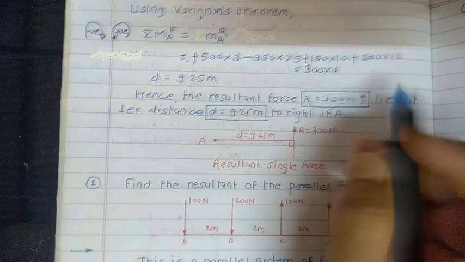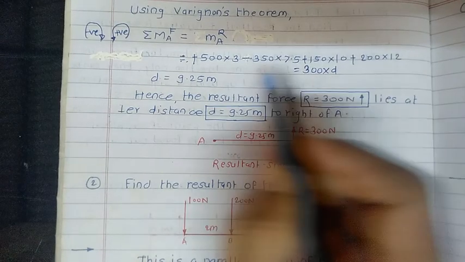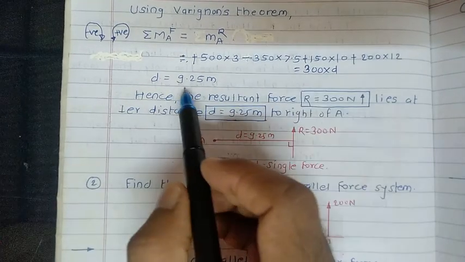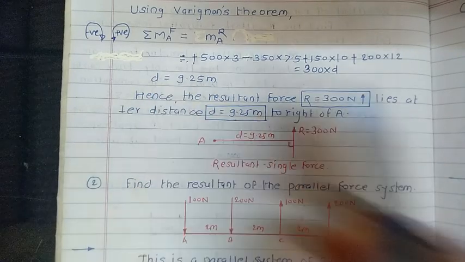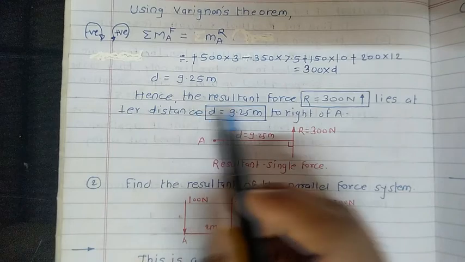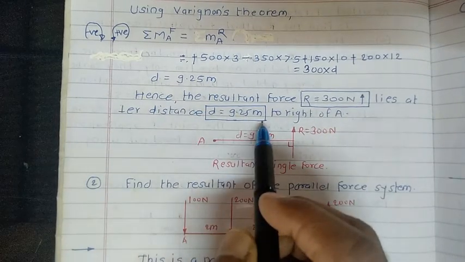Now see this step already written here. So 300 multiplied by D. If you solve this, you can get the 9.25 value for the D. Hence here the resultant R lies at a perpendicular distance D equals 9.25 meter to the right of A.